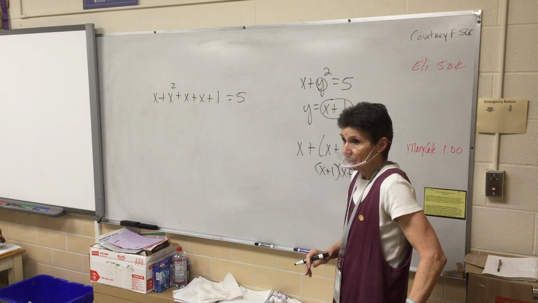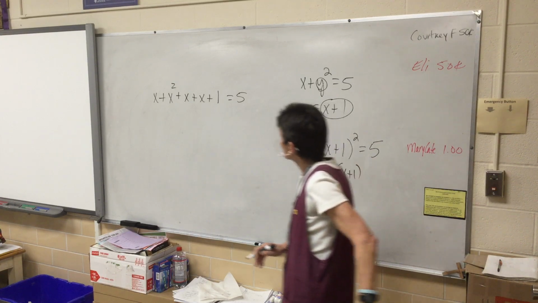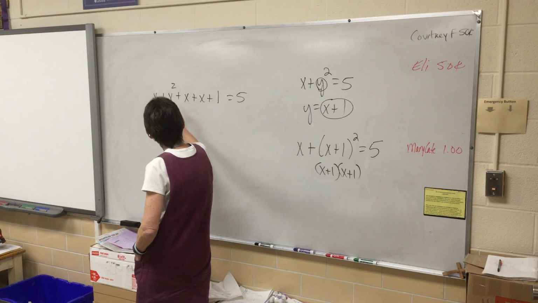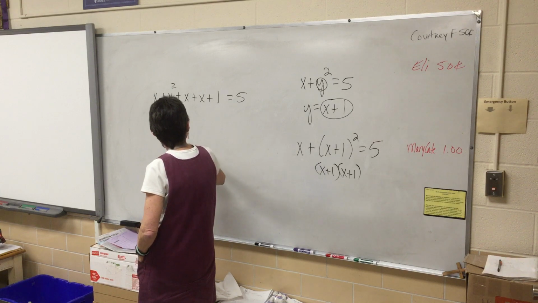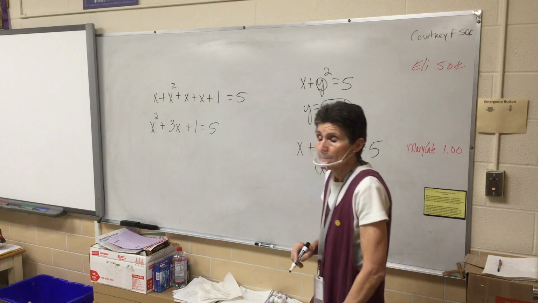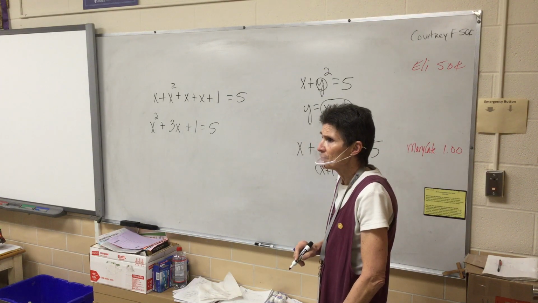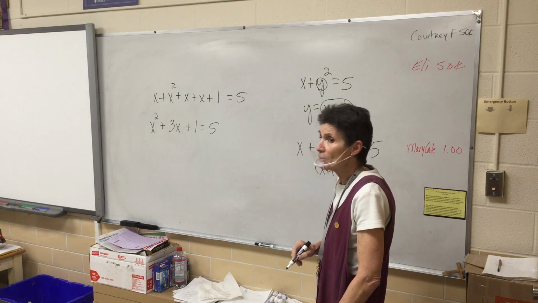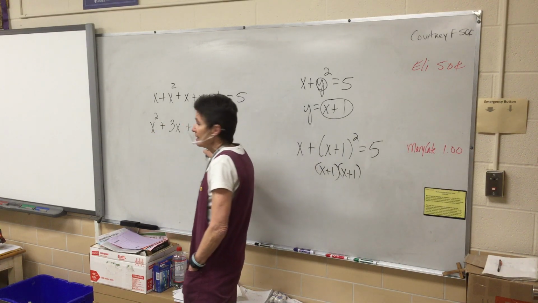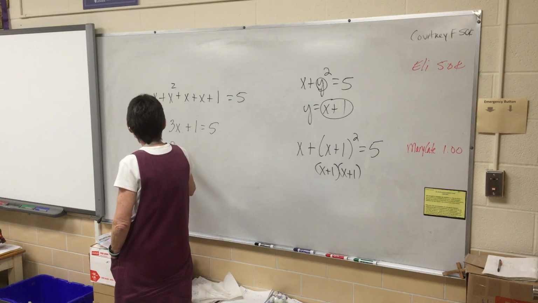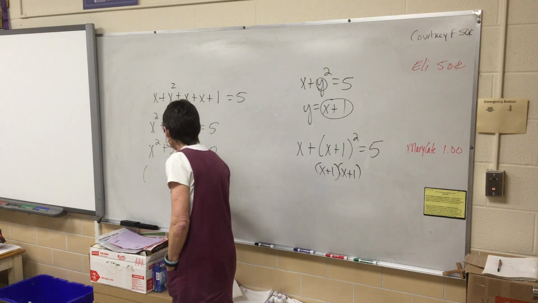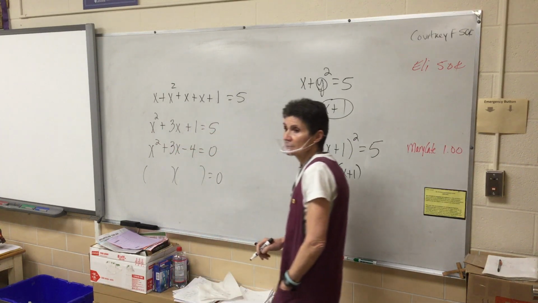Everybody good with that? So let's clean it up a little bit. So we have an x squared. Then it looks like we have 3 x's plus 1 equals 5. What do I do with that? Move the 5 over. This is quadratic, so I want to get a 0, right? And then after I move the 5 over, minus 5 from both sides, I heard somebody say, can't you factor it? And you can.